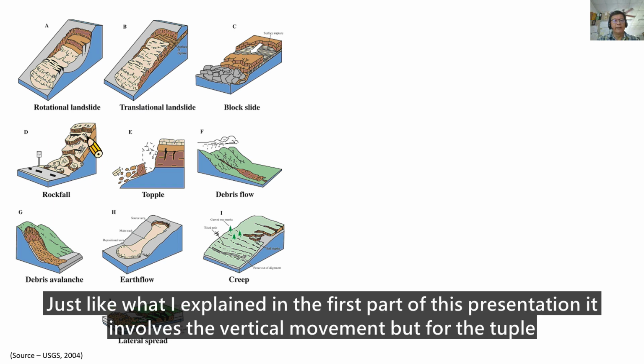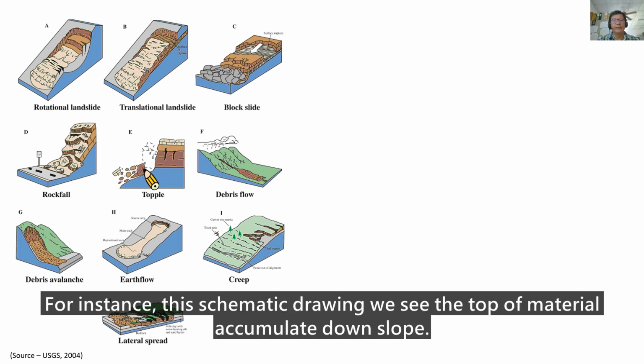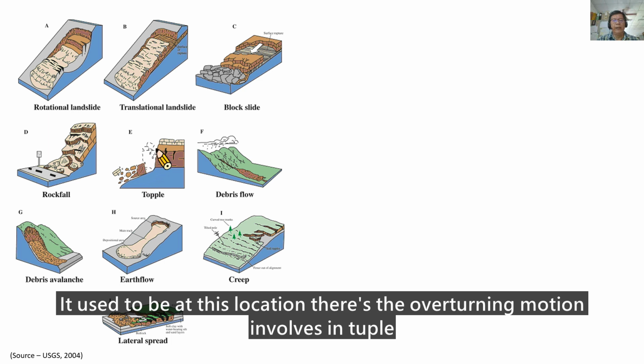Fall itself, just like what I explained in the first part of this presentation, involves vertical movement. But it is quite difficult to distinguish the fall and topple. Generally, the topple itself involves overturning. For instance, in this schematic drawing, we see the topple material accumulate downslope. It used to be at this location. There is an overturning motion involved in topple.